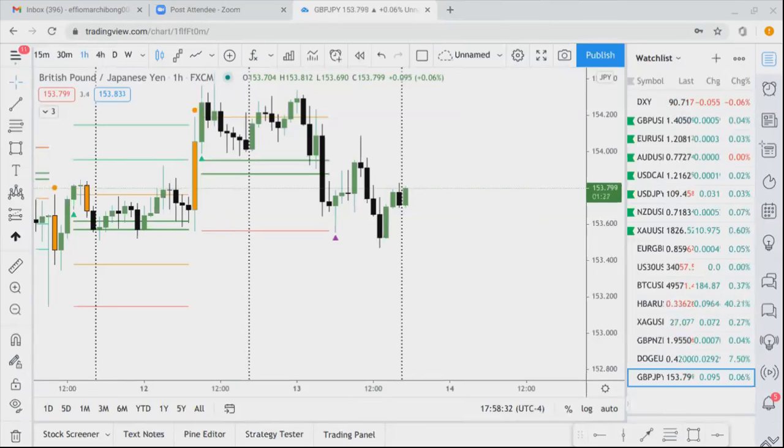For indices, US 30 is a minimum of 800 pips. For NASDAQ, NAS 100 is a minimum of 300 pips. S&P 500, a minimum of 100 pips. Bitcoin, a minimum of 100 pips. Ripple, a minimum of 50 pips. Ethereum, a minimum of 40 pips.